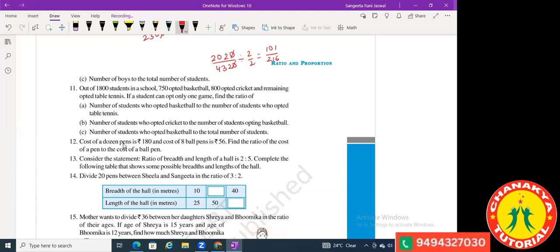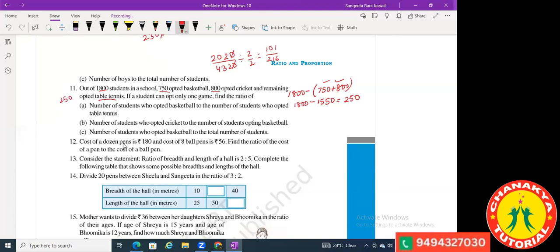Total number of students given to you is 1800. Total number of students playing basketball is this, and children who opted cricket are this much. How many are remaining for table tennis? That will be 1800 minus 750 plus 800. You can subtract those children who had opted for basketball and cricket, no? So you will get 1550, subtracted from 1800. So that will be 250. So these many children are playing table tennis. Table tennis playing children are 250.